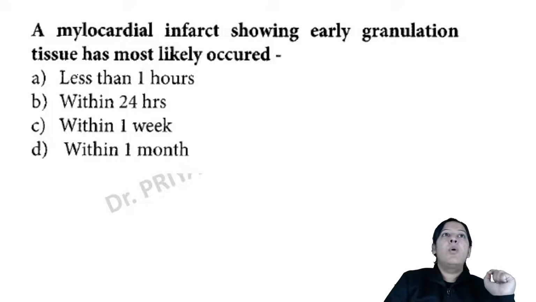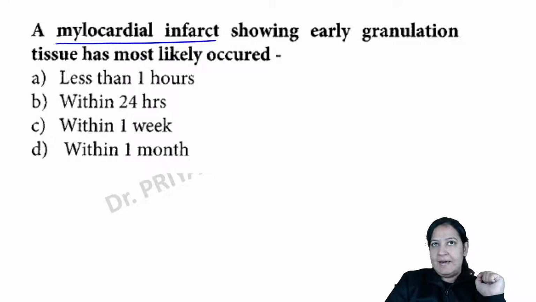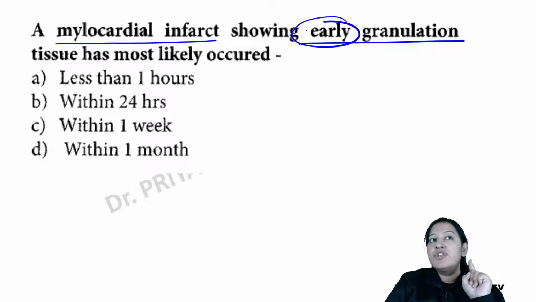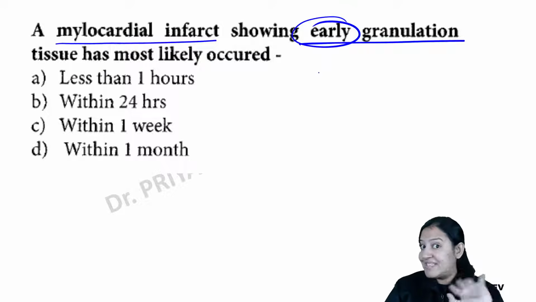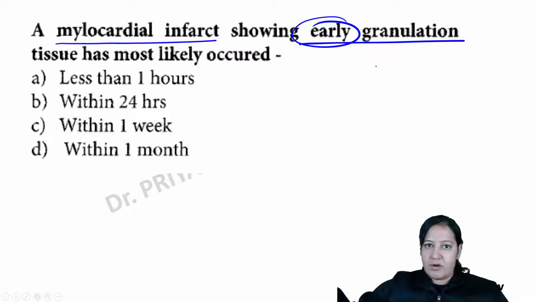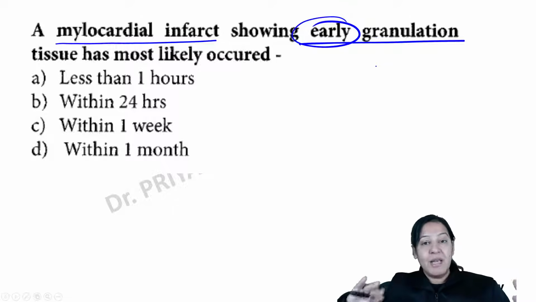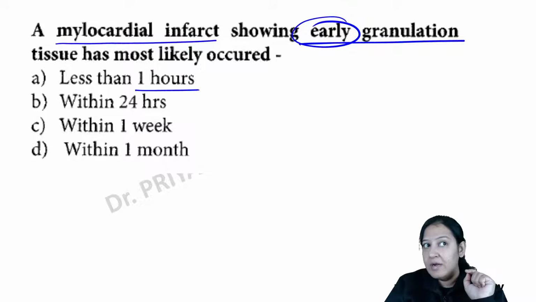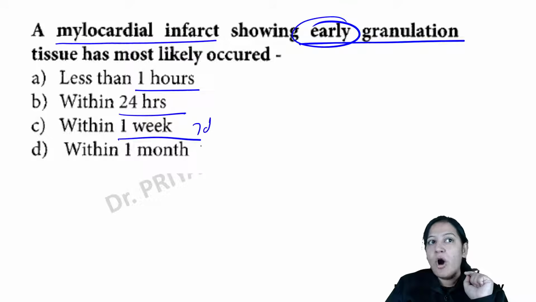Easy one. A myocardial infarct, MI, is there, showing early granulation tissue. Early granulation tissue कब बनता है? When is it formed? I'm asking about early, not established. Granulation tissue जब बनता है, when macrophages come, they eat the dead muscle, they eat the coagulative necrosis. So in place of dead muscle, granulation tissue appears. So first time granulation tissue किस point पे आता है? Is it less than 1 hour, or 24 hours, or 1 week, that is 7 days, or 1 month?